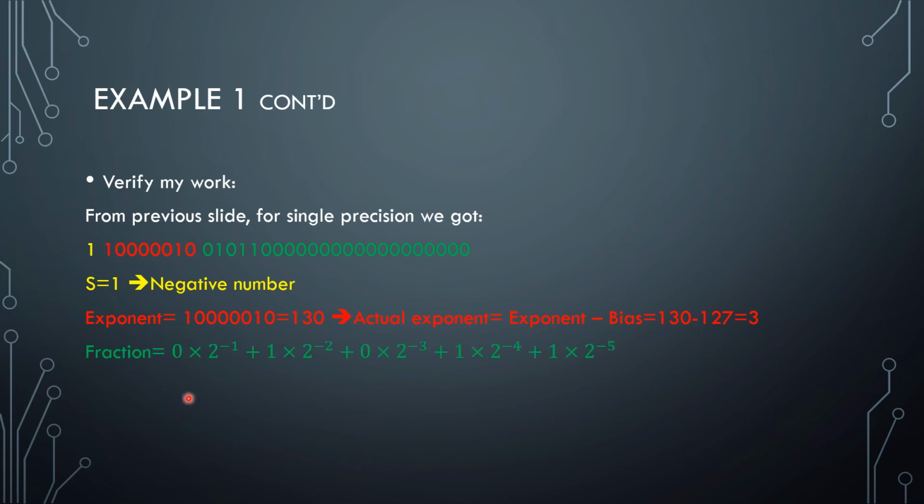For the fraction, it is very simple. We have to multiply each of these by 2 to the power minus n, starting with minus 1. Therefore, it will be 0 times 2 to the power minus 1, 1 times 2 to the power minus 2, 1 times 2 to the power minus 4, and 1 times 2 to the power minus 5. Then, using the formula of minus 1 to the s times 1 plus fraction times 2 to the power actual exponent, we plug in the values and we will obtain the following number, same as the given.